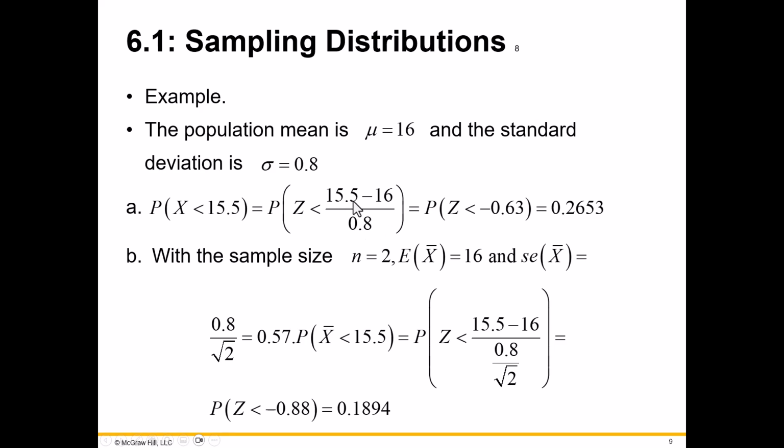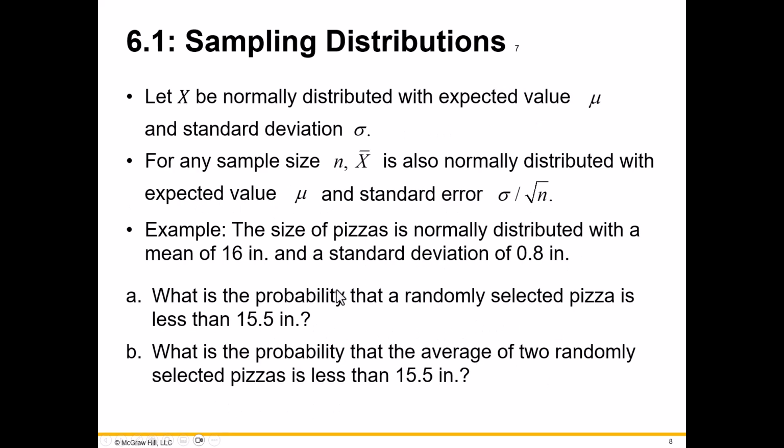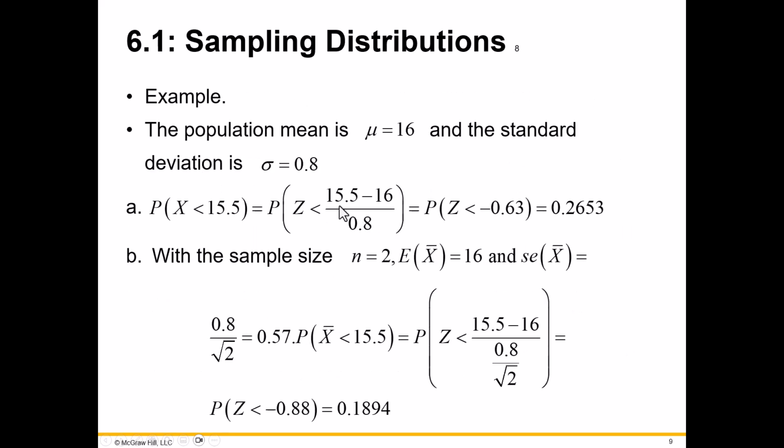If we take the spot in the information we're looking for, x in this case, in A, we are figuring out what's the probability that a pizza is less than 15.5 inches. That's the point we're looking for. Compare that to our population mean, x minus mu, and divide it by our standard deviation. And the return that we get would be negative 0.63. And as you see here, that's expressed as a z.